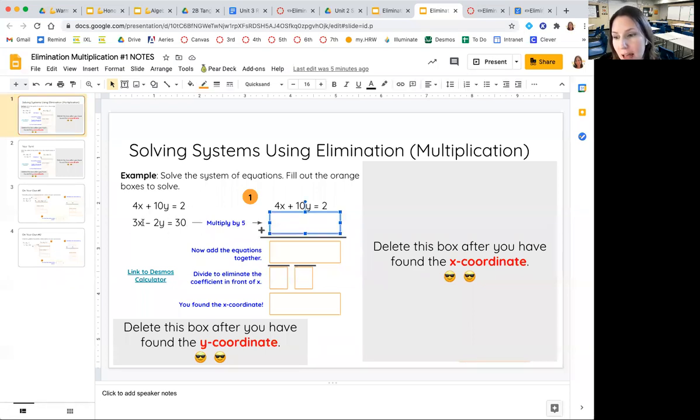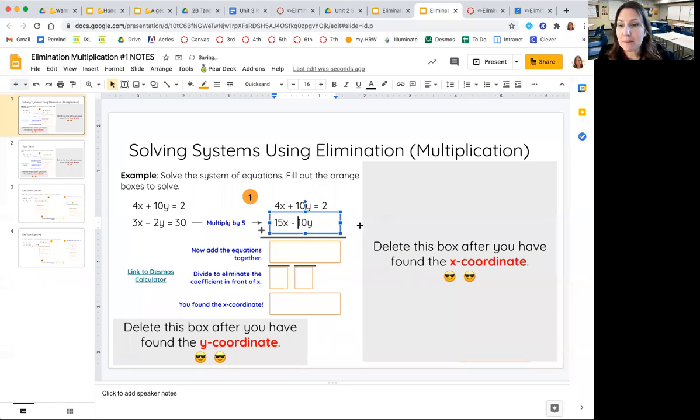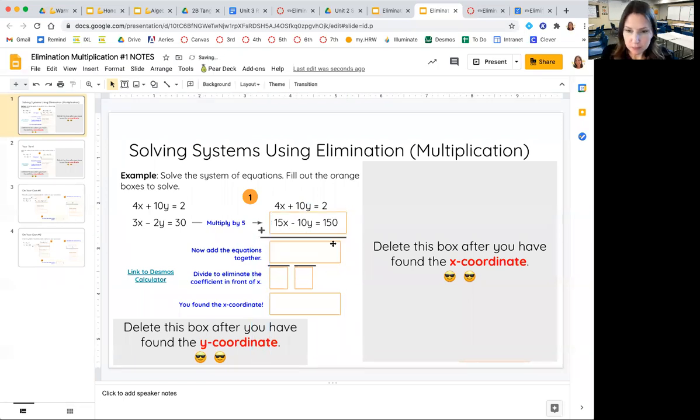So if I multiply 3x by 5, I would get 15x. And then if I multiply -2y by 5, I would get -10y. And then if I multiply 30 by 5, I get 150. It looks like I need to make my box a little bit longer. So this is my new system of equations.